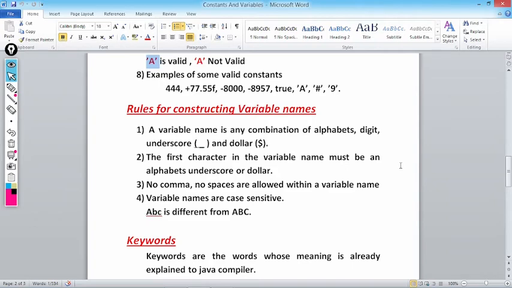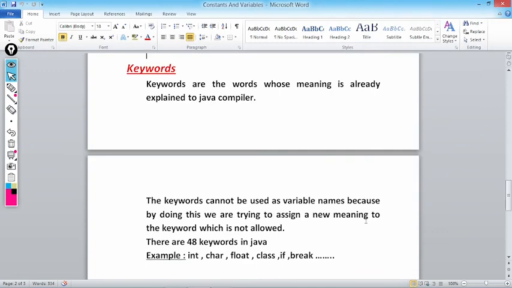Keywords are the words whose meaning is already defined to the machine, and these words are also known as reserved words. Reserved words means they are reserved by the Java language. You cannot use them for your own use. You cannot have a variable name int, you cannot have a variable name break, you cannot have a variable name for. These all are keywords. The keywords cannot be used as variable names, because by doing this we are trying to assign a new meaning to the keyword, which is not allowed in Java programming.